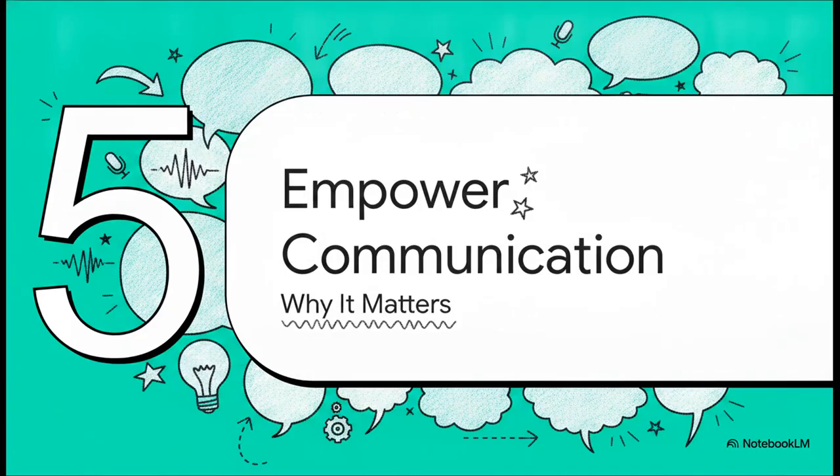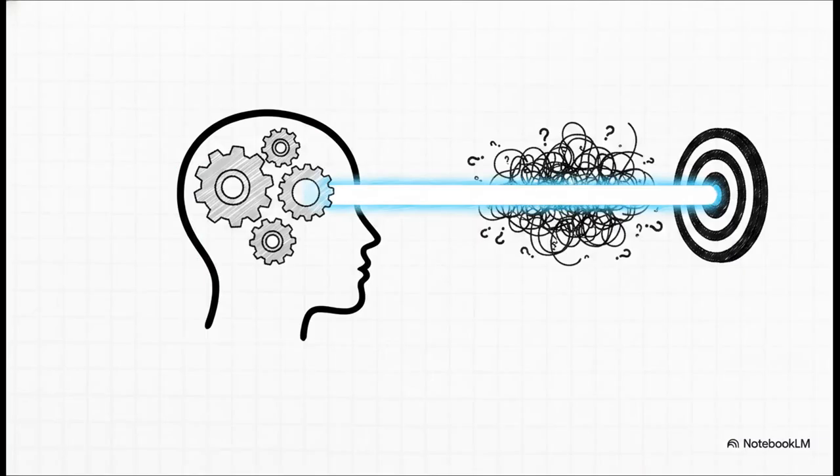Which brings us to our final stop, Section 5, empowering your communication. So what does this all mean? Why does this even matter? Well, because these aren't just arbitrary grammar rules created to torture you in middle school. No, these are literal upgrades for your brain's output. Consciously using adjectives and adverbs directly improves your communication skills. You stop making your audience guess what you mean, and you start showing them exactly what you mean.